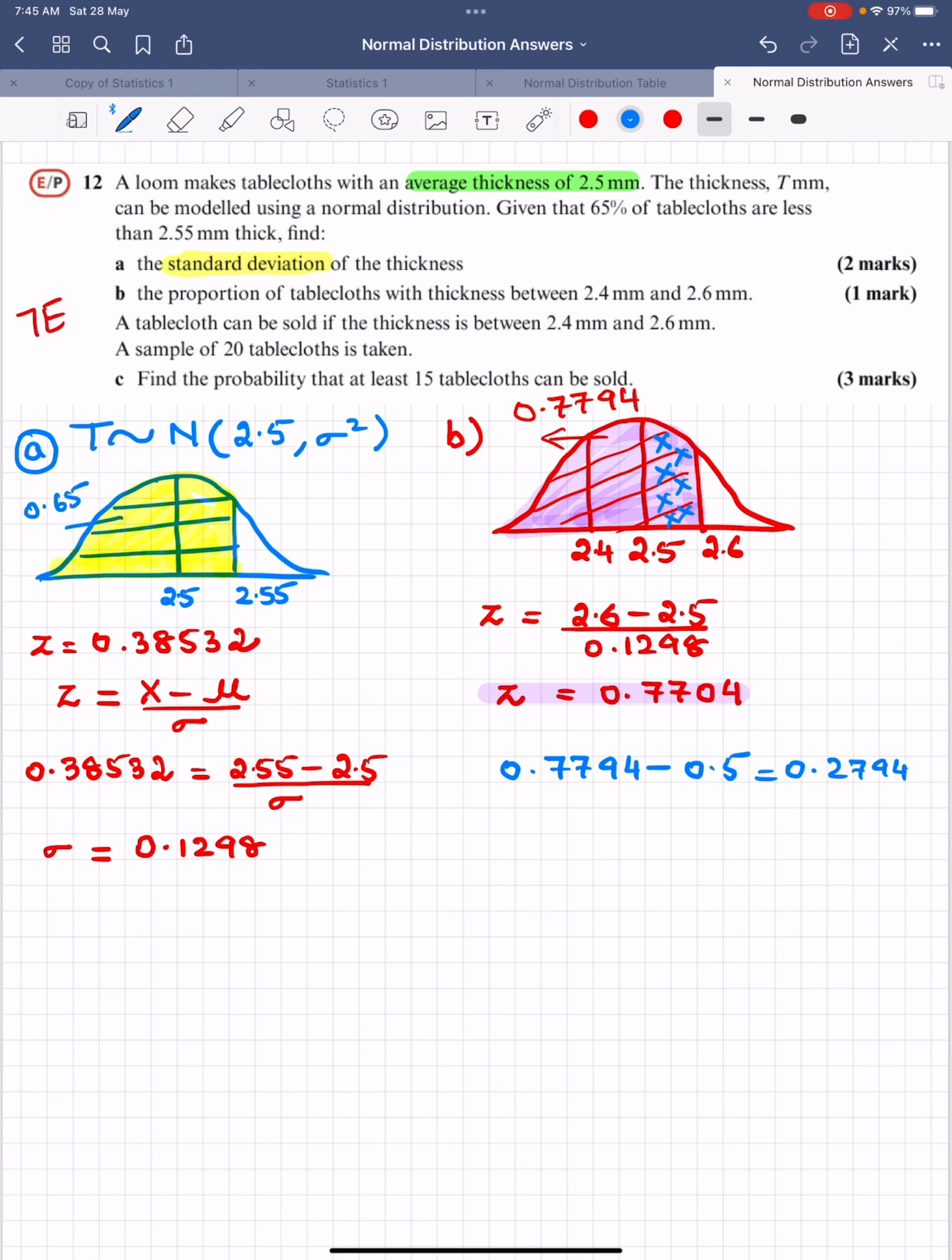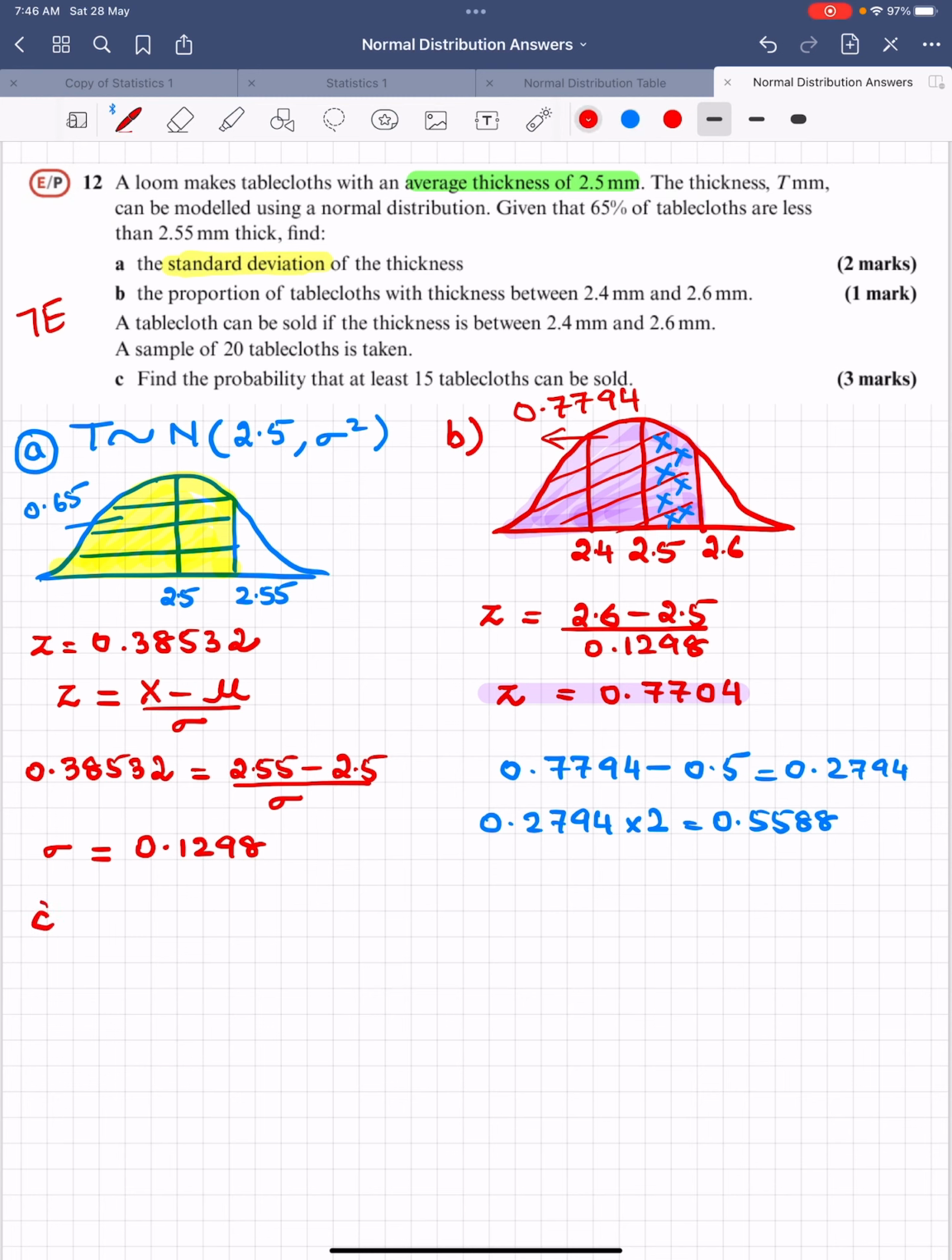We need the probability from 2.4 up till 2.6, and we know that the probability from 2.4 up till 2.6 is double the probability of this part, as this area is evenly below and above the mean. So all we need to do is to multiply the probability 0.2794 by 2, which gives us 0.5588, which is the probability from 2.4 to 2.6. And that answers part B.